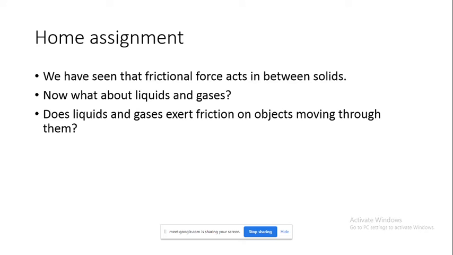Okay, then let's see. Today we will discuss if there is a friction between objects moving through air or water. Now let me give you an example. In water, how I am asking this question. Suppose you are swimming.